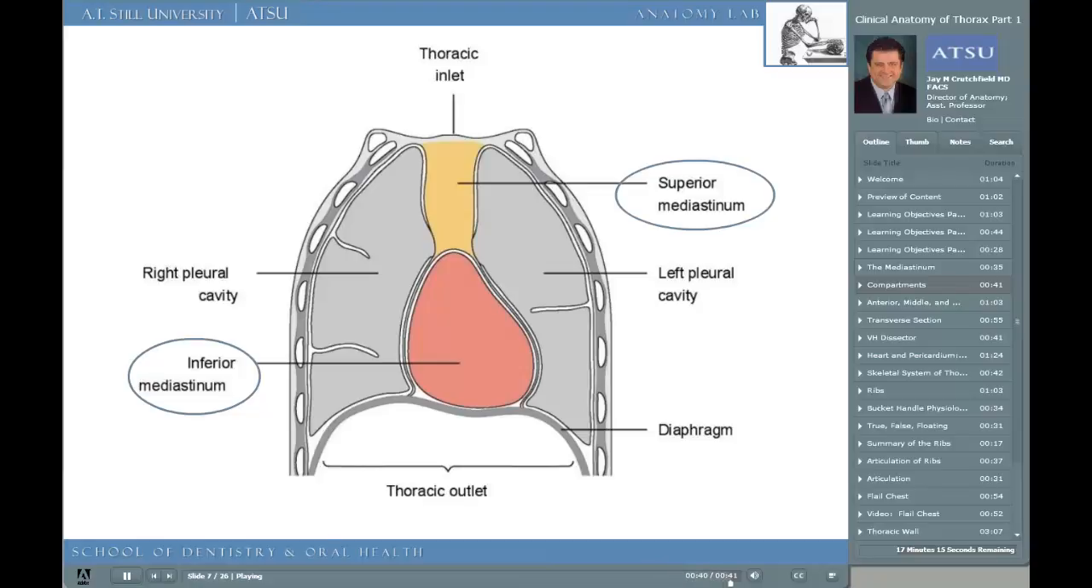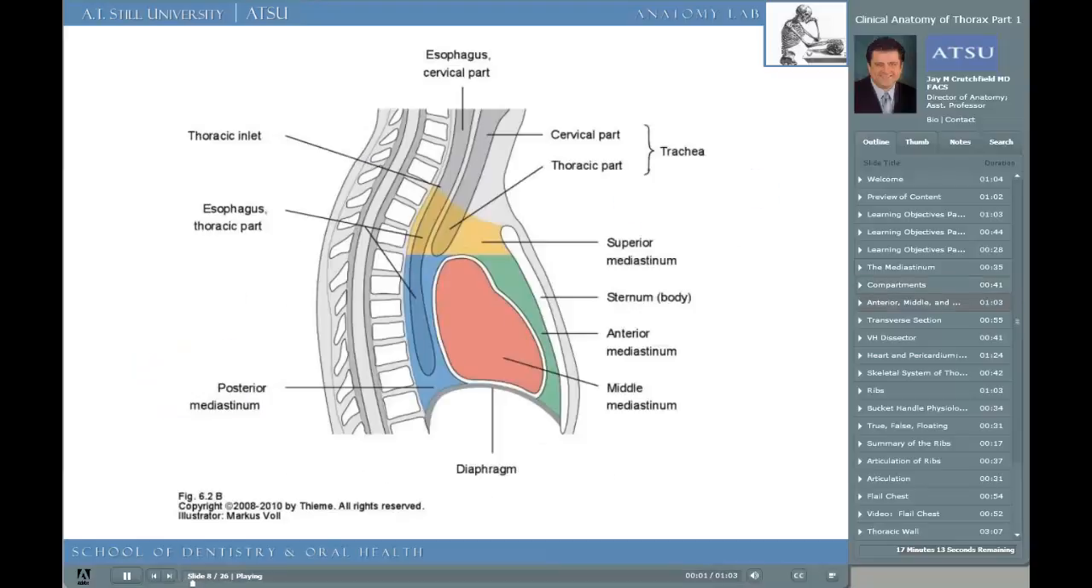Of course, you'll be able to see the heart, the costophrenic recesses, the posterior mediastinum, and the superior mediastinum where the arch of the aorta is. The anterior mediastinum houses the thymus and sometimes pericardial fat, and in the posterior mediastinum is the esophagus. There is also where the trachea comes through the thoracic inlet. There's a cervical portion of the trachea and a thoracic portion which lies in the superior mediastinum.